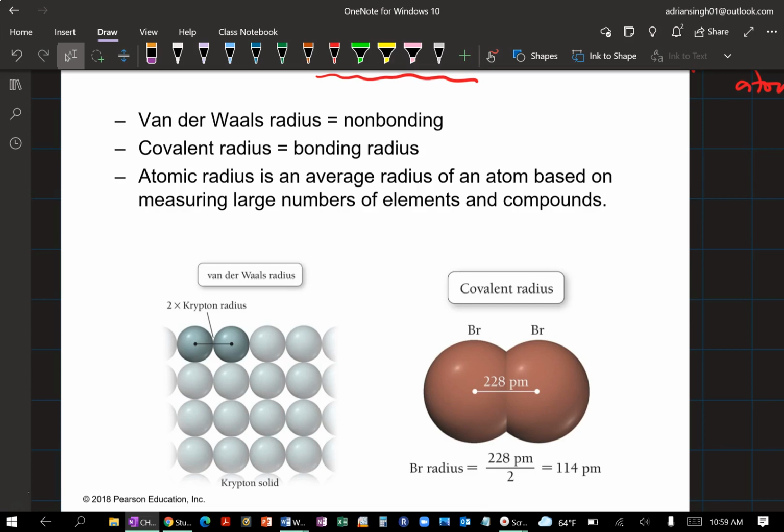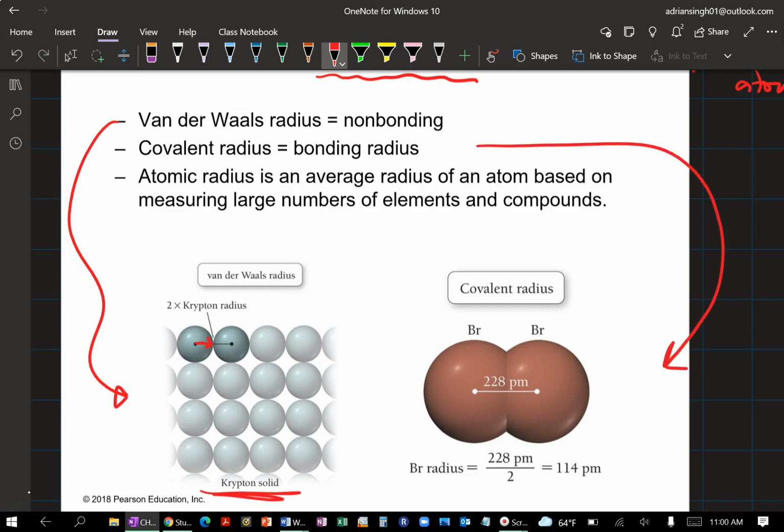So for example, if we have krypton over here on the left side, and those krypton atoms are packed really close together, then the radius is going to be this distance there, from the center of one atom to the outer edge of it. We also have the covalent radius, which is the radius we look at when atoms are bonded to each other. For example, in bromine, which is made up of 2 bromines linked together, the radius would be the distance from one nucleus to the other, and we divide that by 2.